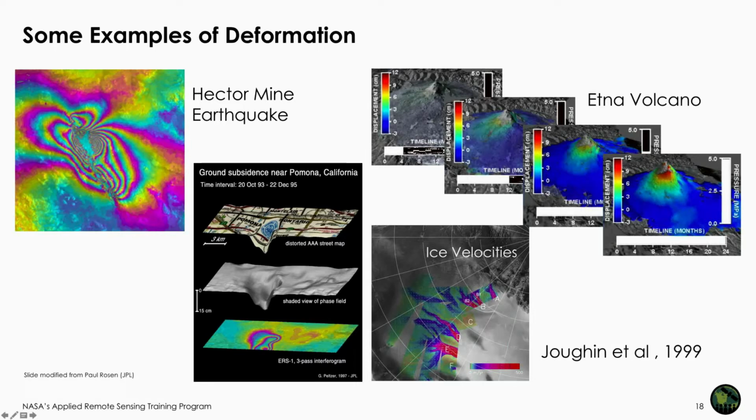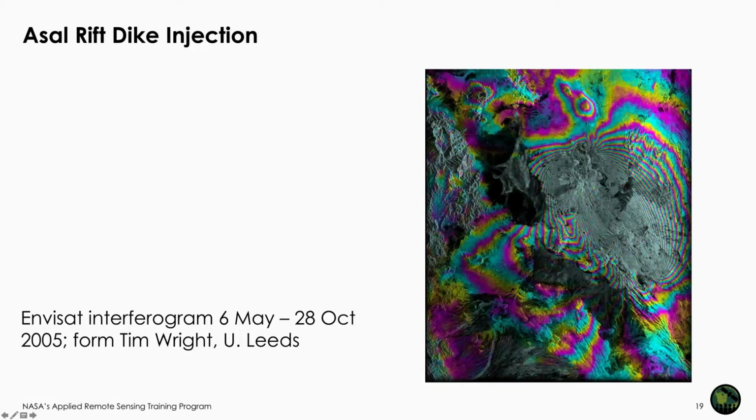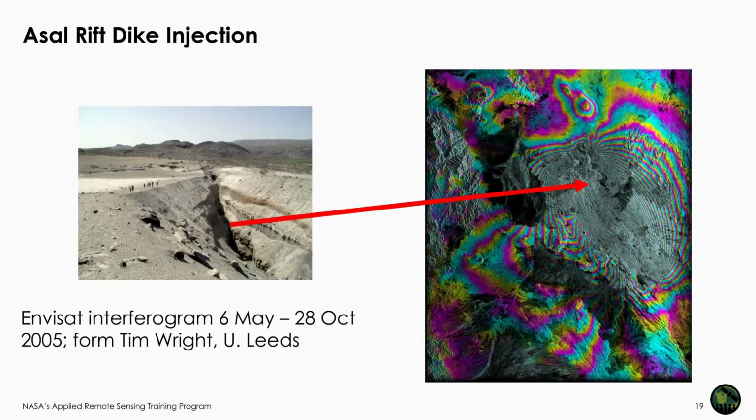And then up here on the right are some pictures from a whole series of measurements of the Mount Etna volcano that were made at different times and then put into a movie, which you can find online. Then there's also things like this dike injection that happened in Ethiopia in what they call the Asal Rift. This happened in 2005. This is an Envisat interferogram with a relatively short interval from May to October.